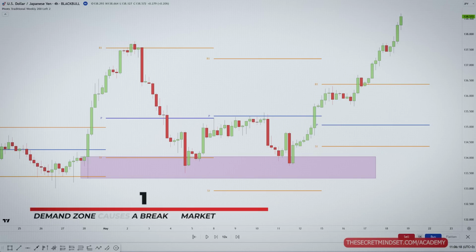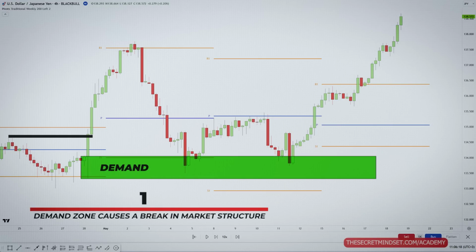Condition number 1. The demand zone causes a break of structure in the market. This one is obvious. We mark it from the last bearish candle before the up move. And this becomes a special spot on the chart where the price might change direction, a potential U-turn zone where buyers might start to take control, making the price go up.